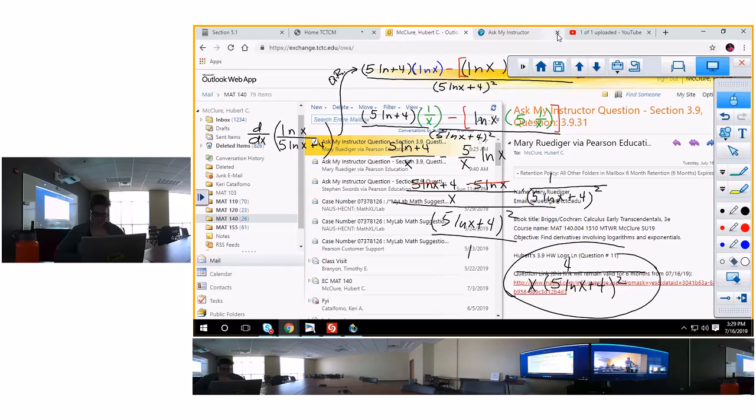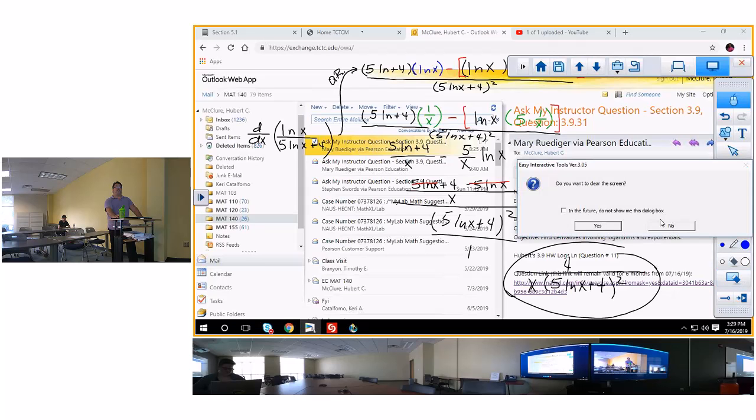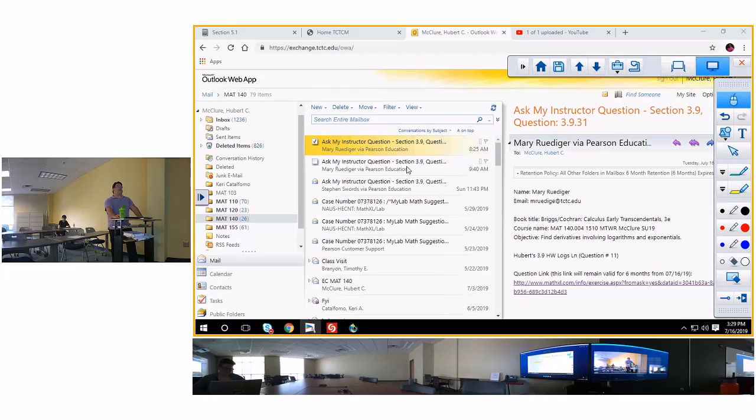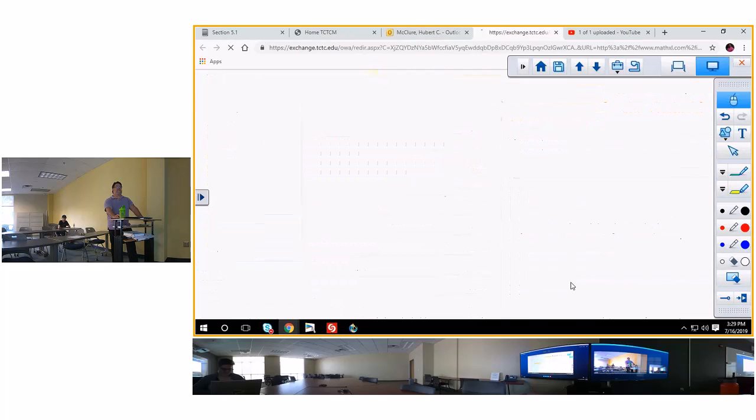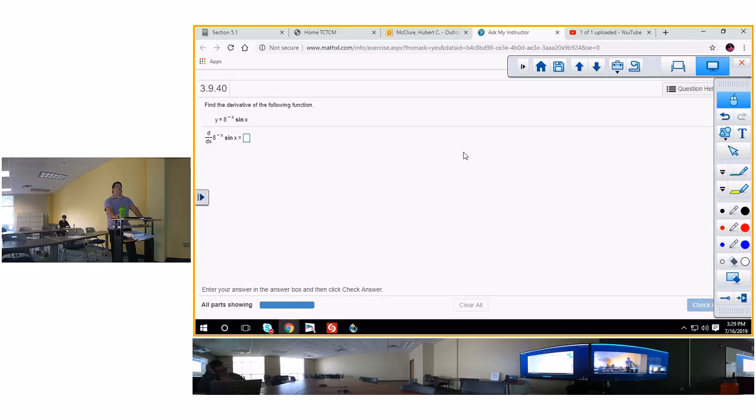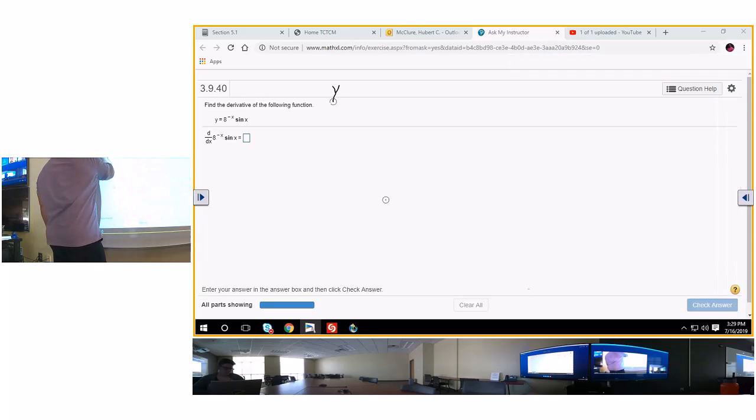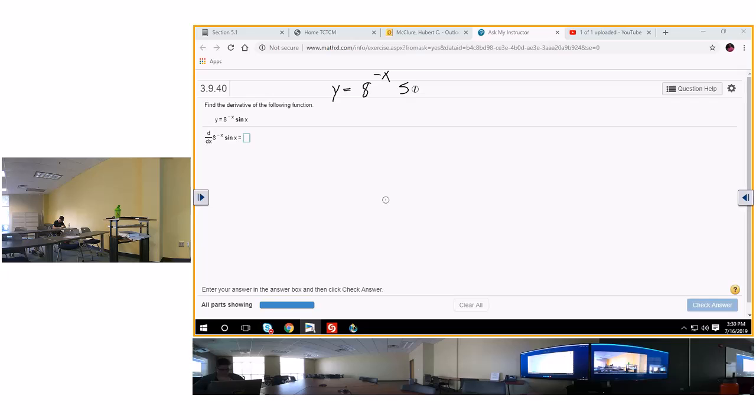All right, next one. That's a good test question also. All these are good test questions. This is number 17. Number 17. I'll rewrite it for you. Y is equal to, notice they write it in a function. What did I tell you that was a hint of? Y equals 8 to the negative x times the sine of x.